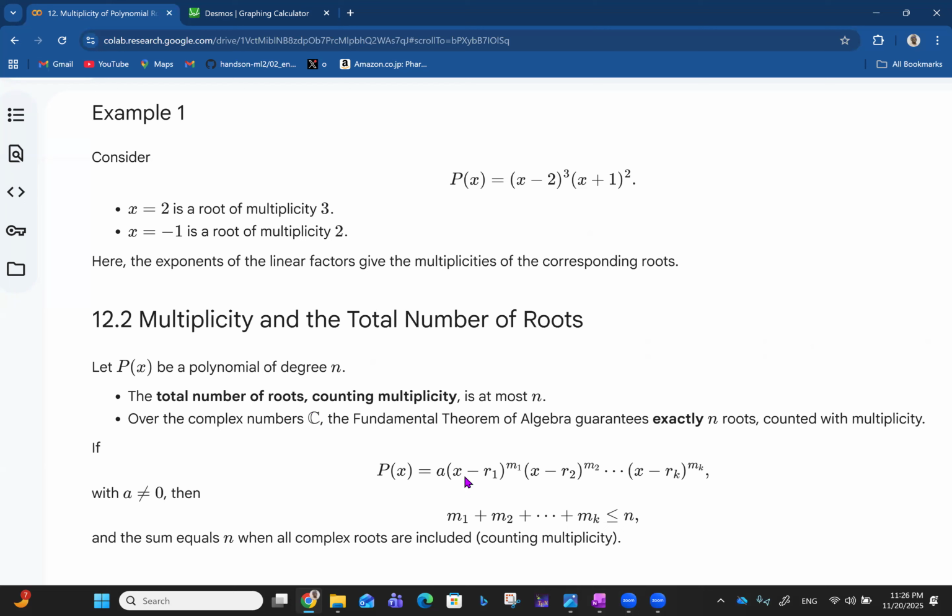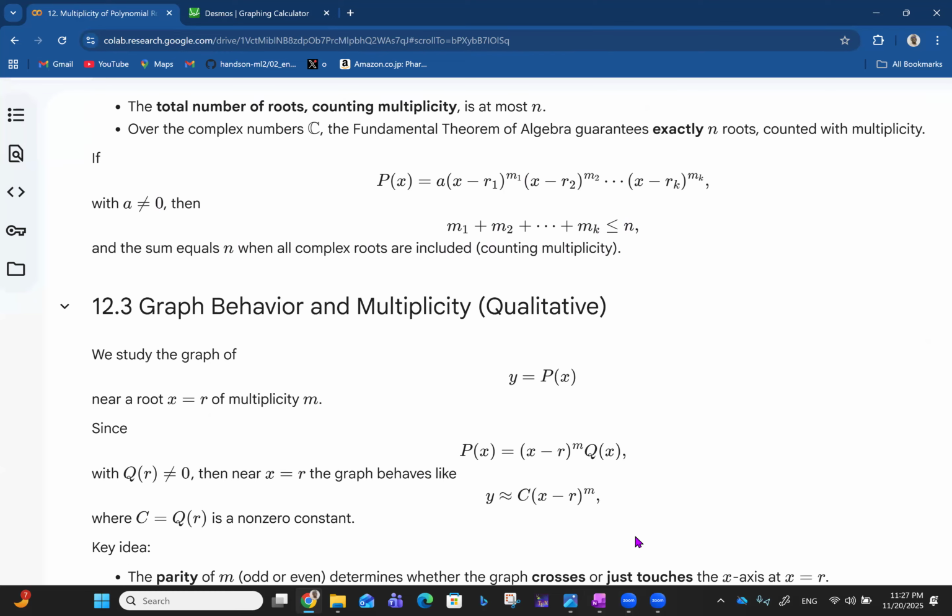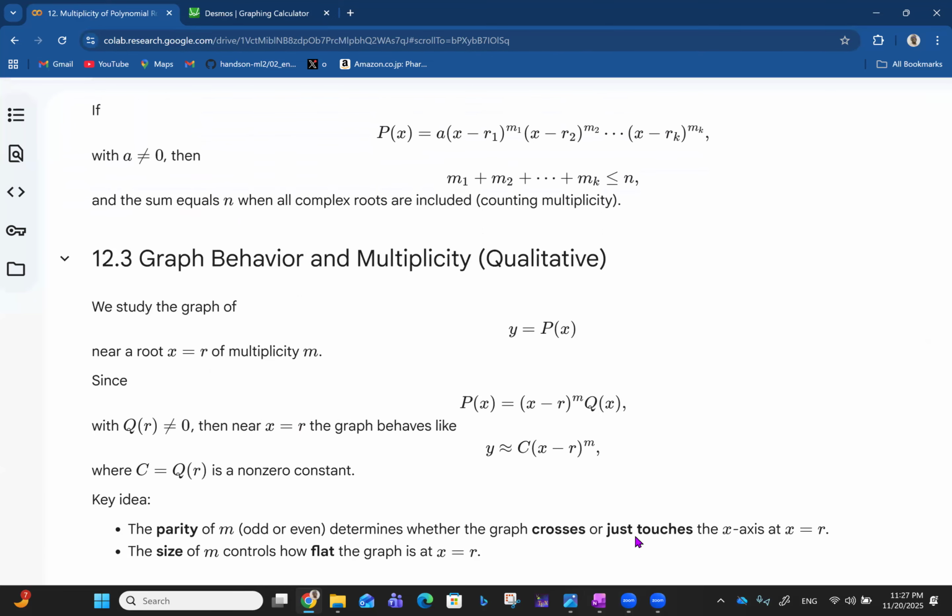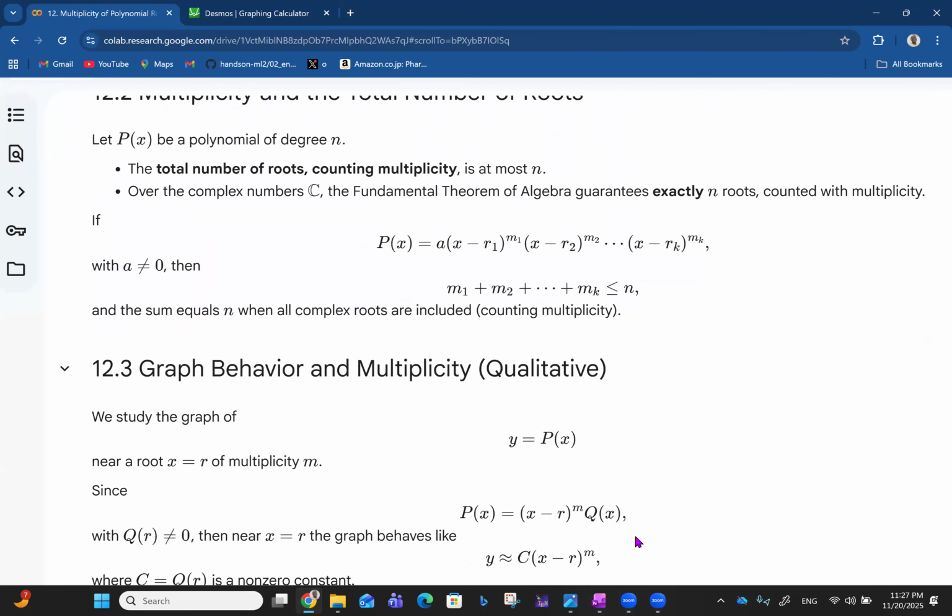So if P of X can be expressed as A into (X minus R1) raised to power m1, (X minus R2) raised to power m2, and so on up to (X minus Rk) raised to power mk, with A not equal to 0. I mean, once A is 0, everything breaks down. Then we say that m1 plus m2 up to mk is less than or equal to n, okay? And the sum equals n where all complex roots are included, counting multiplicity, basically, right? So that's the idea of multiplicity and the total number of roots.